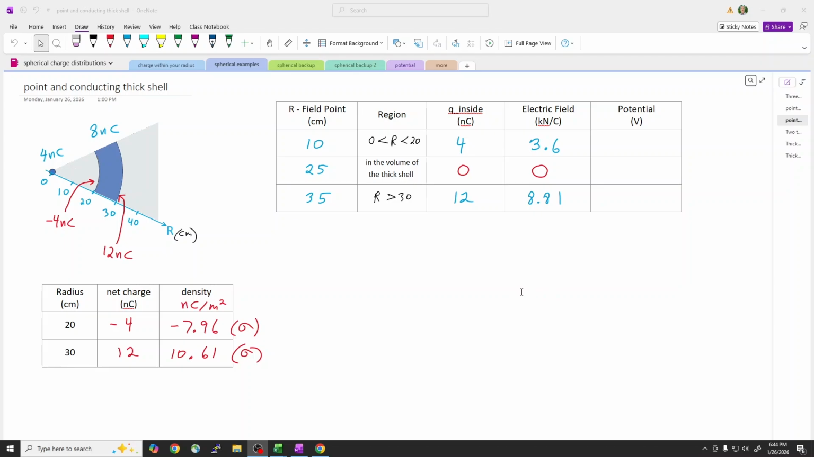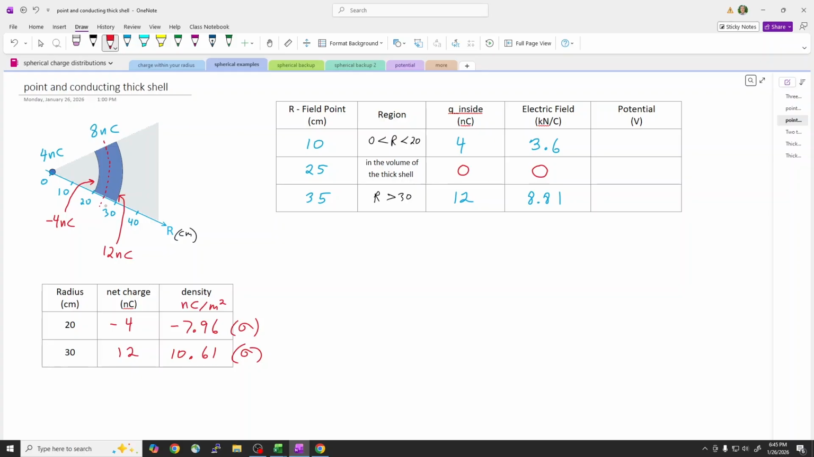Now we have the same shapes, but now the thick shell is conducting. The difference is that the electric field in the volume of a conductor in electrostatics must be zero. Because if it was non-zero, then charges would move. A conductor allows charges to move. But if charges are moving, we have current, then it's not electrostatics. So the idea is in electrostatics, in the volume of the conductor, electric field is zero.